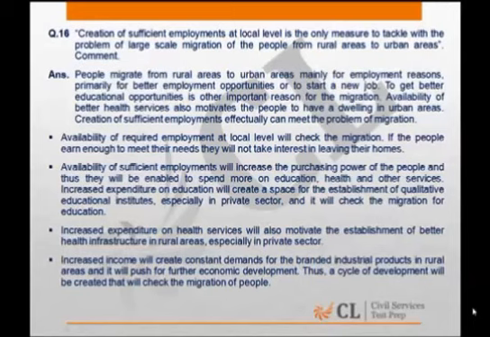Creation of sufficient employment at local level is the only measure to tackle the problem of large scale migration of the people from rural areas to urban areas. Comment. Again, a social problem. The problem related with migration. What is the main purpose of migration? And what is the main cause of migration? If you finish the cause, if you finish the reason of migration, migration would be stopped.